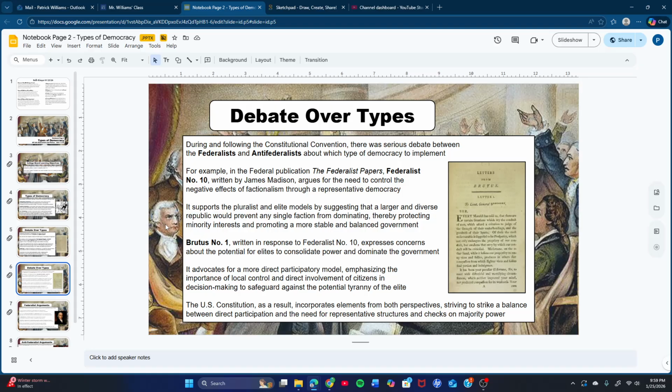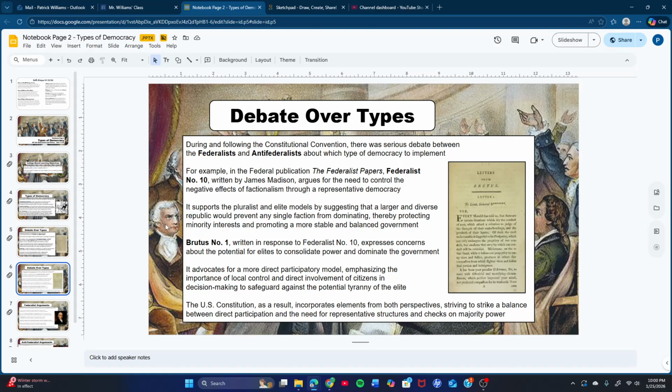So Brutus says representatives won't know the people. Remember, he said they're tyrannical and far removed from the people. He says the government is too far away. Power is going to concentrate in the hands of the elite and the rich. We need smaller and more local government, smaller and more local control, where the real people on the ground can actually participate.